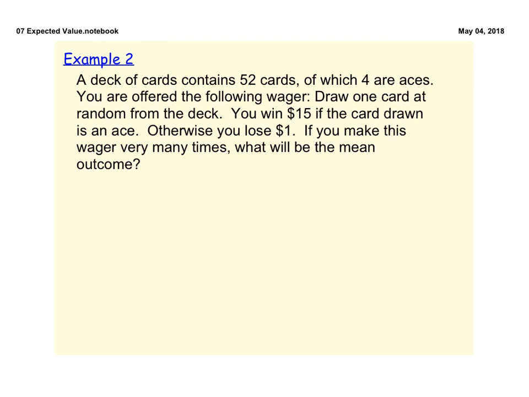All right, so we're back to a deck of cards, and 4 cards within the deck of 52 cards are aces. You're offered the following wager. You're going to draw 1 card at random from the deck. You win $15 if the card drawn is an ace. Otherwise, you lose $1. And if you make this wager many times, what will be the mean outcome?